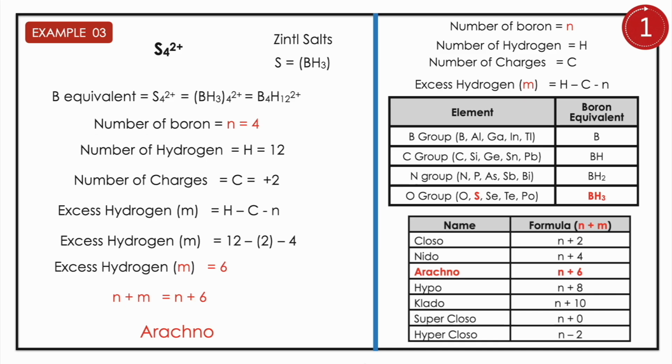That gives 6. M is 6 means N plus 6 system. N plus 6 means Arachno structure. So according to Wade's rule, the Zintl salt S4 2+ has the Arachno structure.